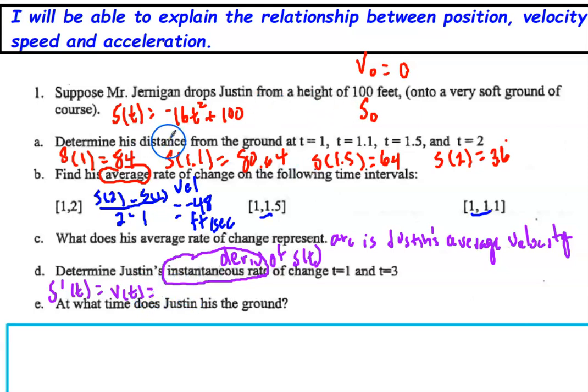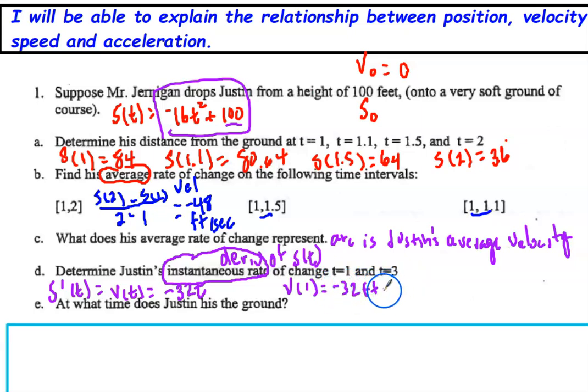So I'm using the power rule. Here's my position function back up here. So the derivative of negative 16t squared is negative 32t, and the derivative of 100 is just 0. So my velocity at 1 second would be 1 times negative 32, which is negative 32.